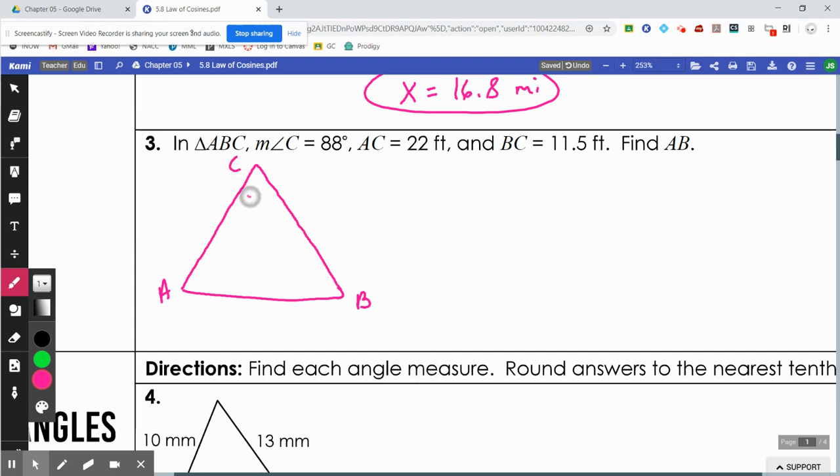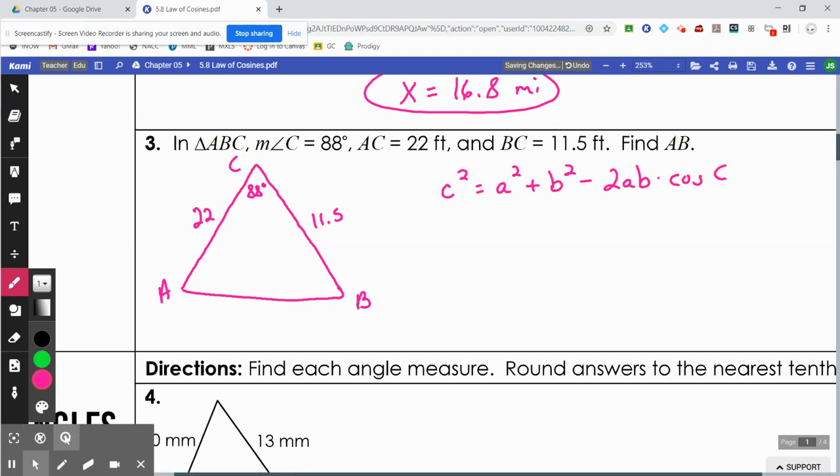It says that angle C is 88 degrees. AC is 22 feet. And BC is 11.5 feet. And notice you have an angle but not the side across from it, so it has to be law of cosines. Since you're given angle C, then we're going to be using the third formula. And there it is.